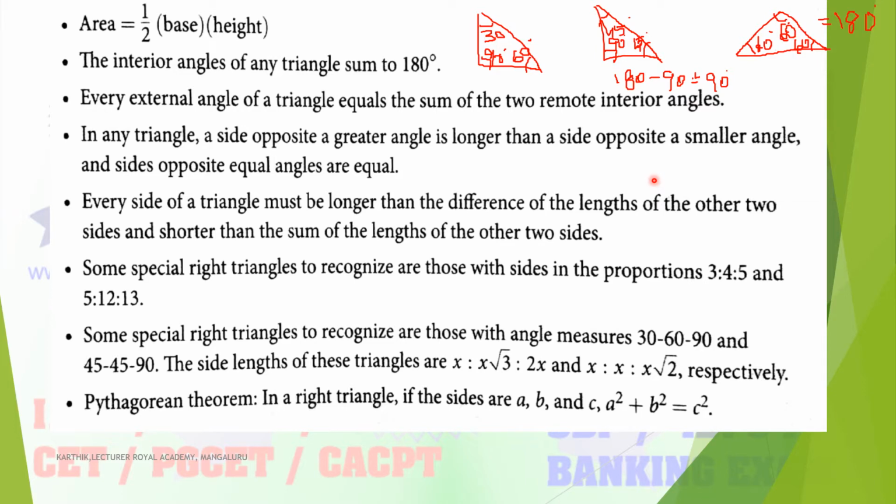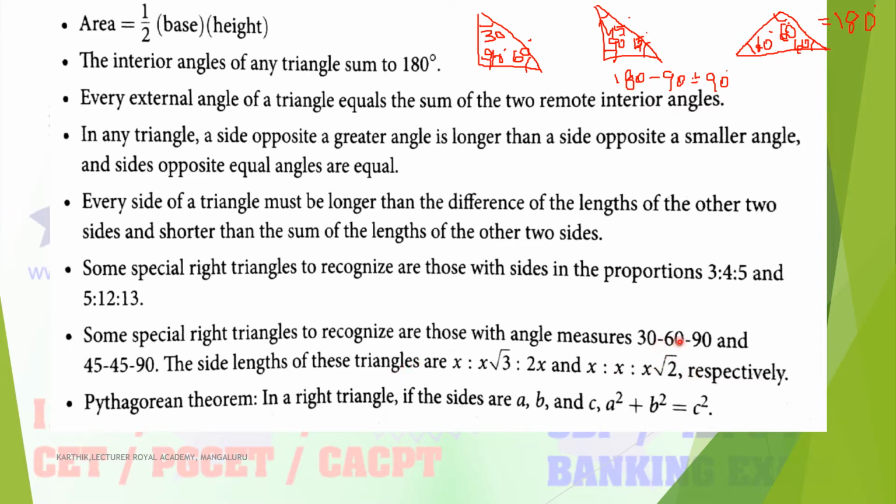Okay, so for calculation you just remember the relationship. If it is 30, 60, 90, then you just remember this value: x is to x square root of 3 is to 2x. If it is 45 degree, 90 degree, then you remember this relationship: x is to x square root of 2. I will tell you why this relation is required later. You just remember these two values.